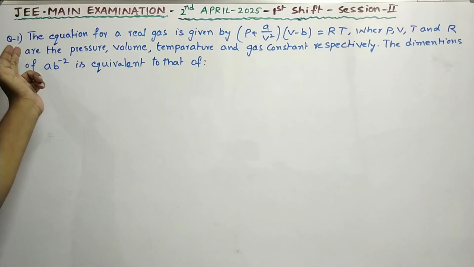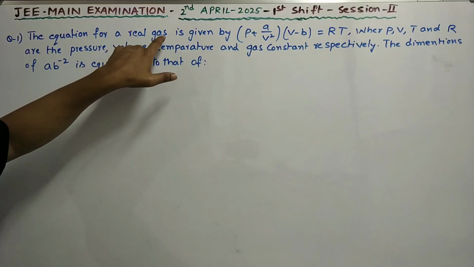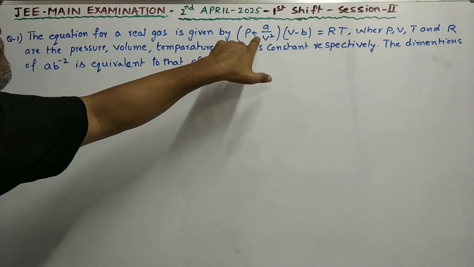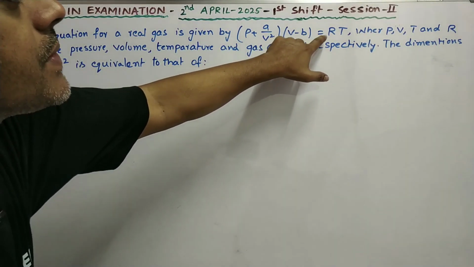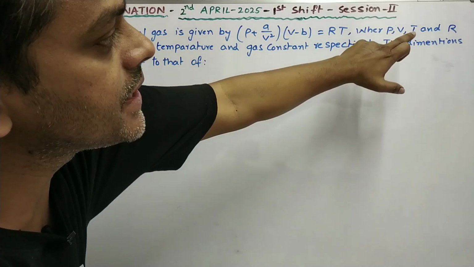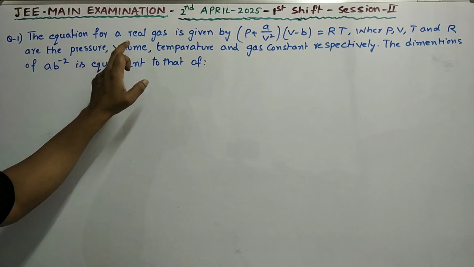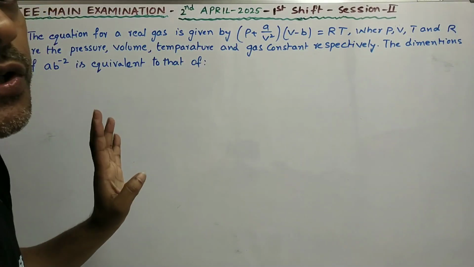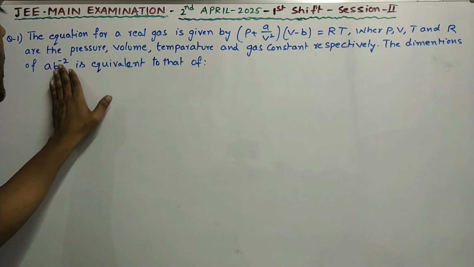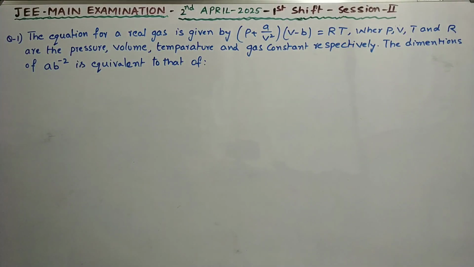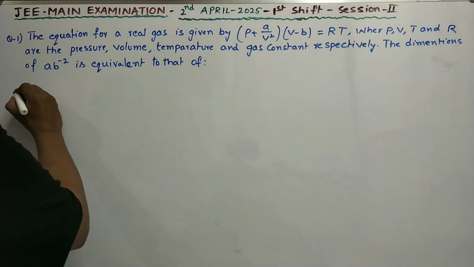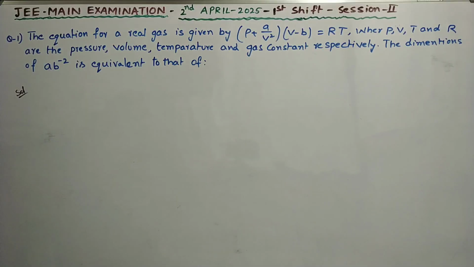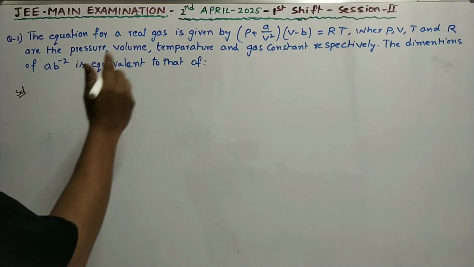Okay, in this one, the first question: the equation for a real gas is given by (P plus A by V square) into (V minus B) is equal to RT, where P, V, T and R are the pressure, volume, temperature and gas constant respectively. The dimensions of A into B power minus 2 is equivalent to that of which physical quantity? Okay, this is asking. So how to solve this question, we discuss now.